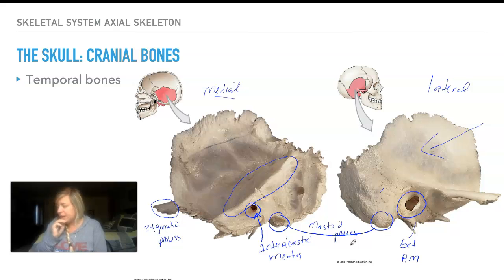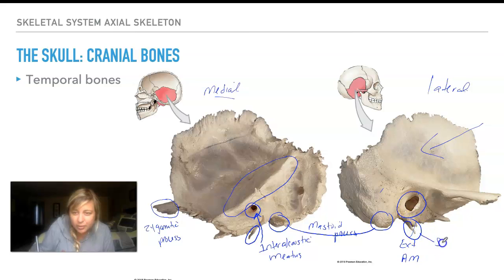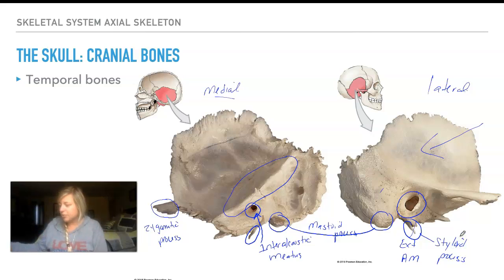We also have the styloid process. It's kind of styloid, stylus. You can see it in both views here. Another site of attachment. So lots of fun stuff going on with the temporal bones there.